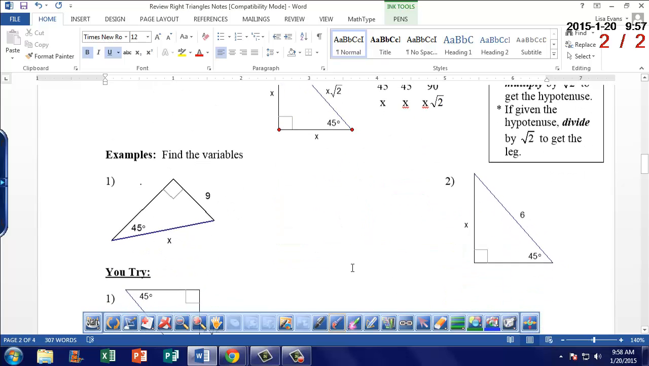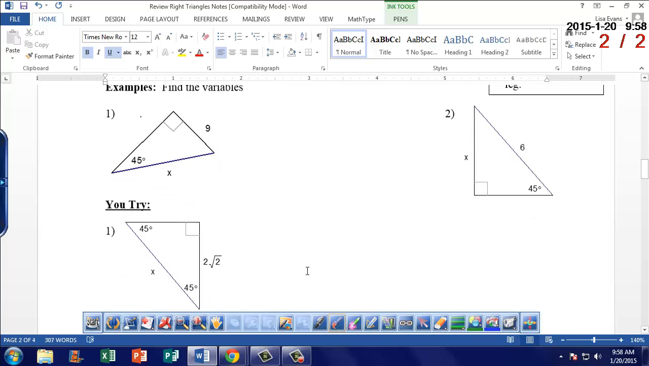Okay, so this is how I do these problems. This is a little bit easier than the 30-60-90. I see that I have a leg, okay? So I know if this leg is 9, this leg must be 9. I am missing the hypotenuse. So I'm going to take my leg and multiply it by root 2. Now when we multiply, remember, we don't mix insides and outsides, so our answer is just 9 root 2.